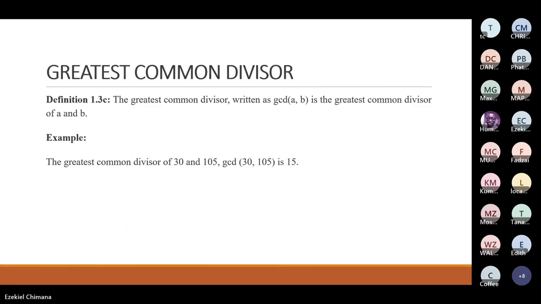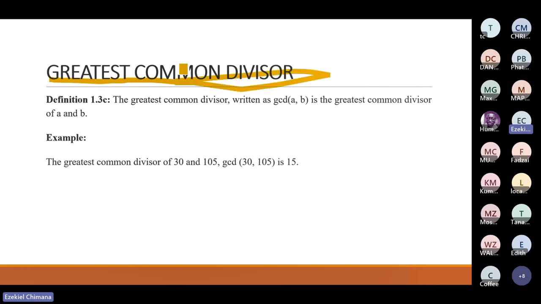So here we are just going to start with the greatest common divisor, which is under the counting unit, which is under the first unit of your module. The greatest common divisor is just like other algorithms. I'm sure you've done the module for data structures and algorithm analysis. So we are going to start with the greatest common divisor.